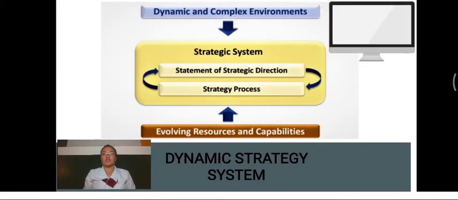Moving forward, there is a conceptual framework that shows a dynamic strategy system. The flowchart has dynamic and complex environments and evolving resources and capabilities. These two factors need to be addressed by the statement in the box in the middle, the strategic system. It has two factors, the statement of strategic direction and the strategy process. This flowchart can be elaborated by the next reporter.